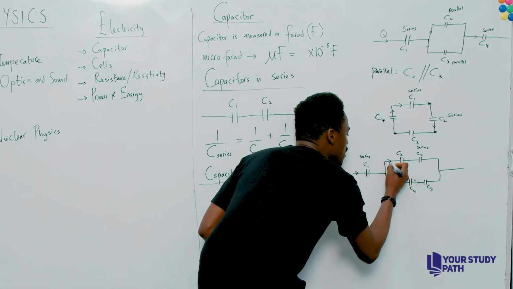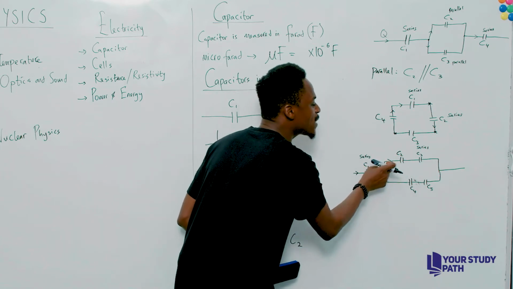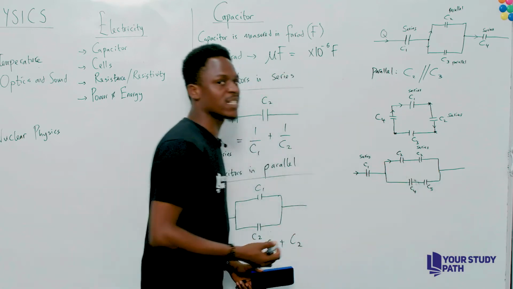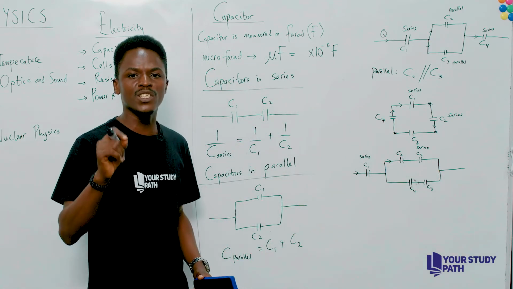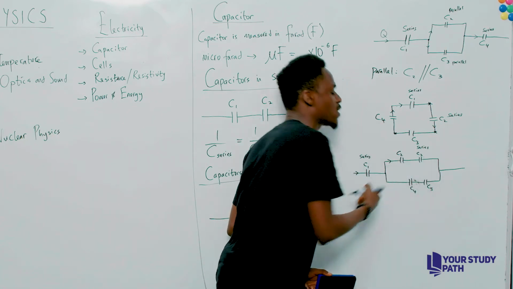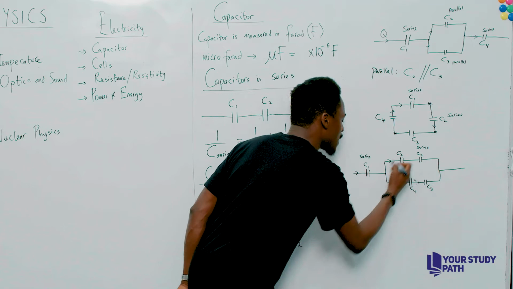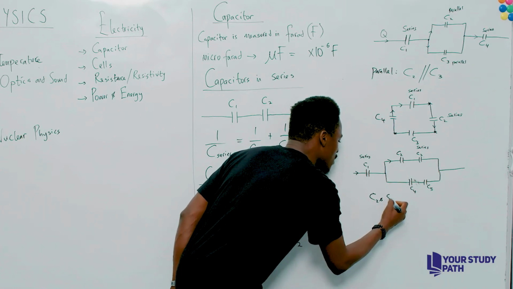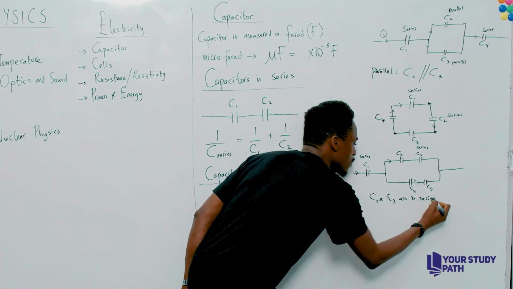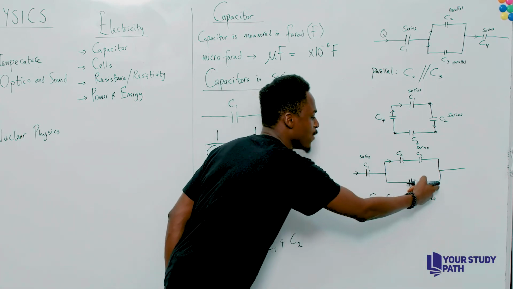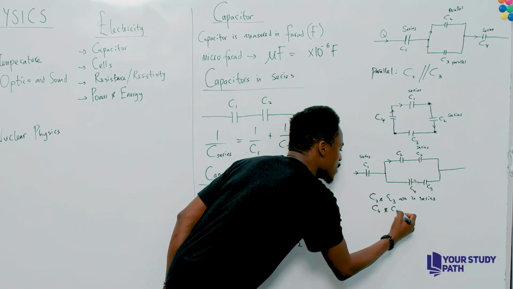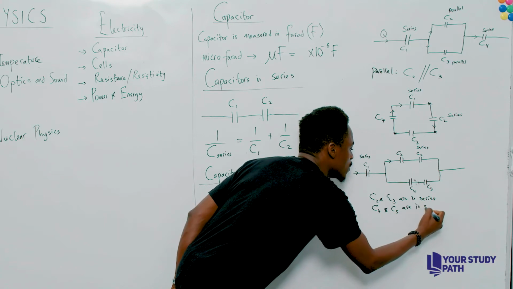But here's the catch. When some of the charges move upwards, they pass through C2 and C3. The relationship between C2 and C3 is that they are in series to each other. Why? There's only one direction that links your C2 and your C3 together. So these two are in series. C4 and C5 as well are in series to each other.